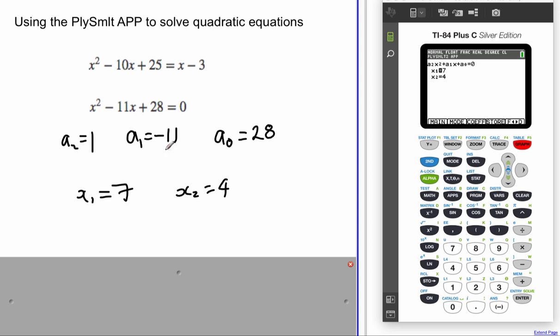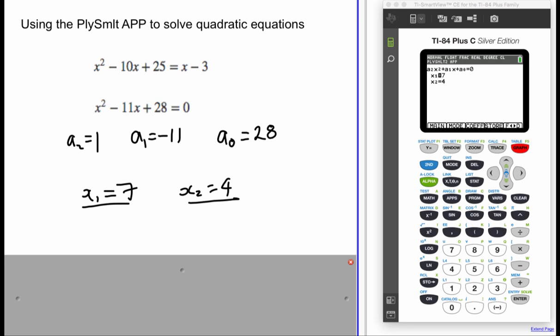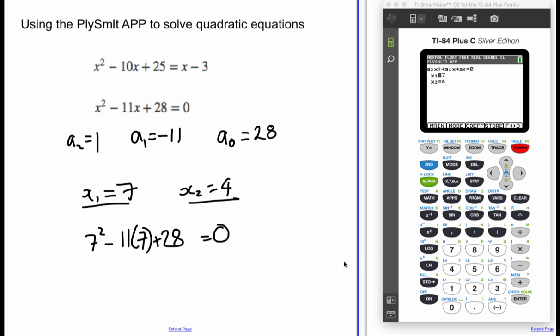Of course, we can check these by typing them into the equation. We take 7 squared, subtract 11 times 7, add 28, and make sure that equals 0. So we have 49, subtract 77 plus 28, and check that on the calculator. 49 plus 28, let's do that here. So we have 77, subtract 77, which is 0.